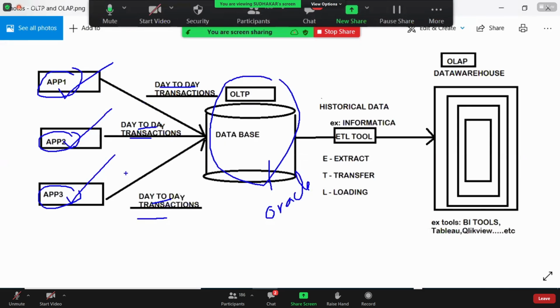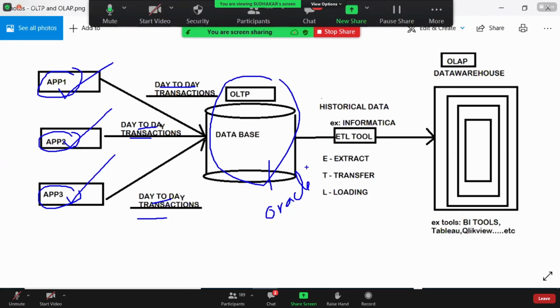So every day-to-day transaction that comes from your applications gets stored under OLTP. For example, we are using Oracle, somebody is using SQL Server, somebody is using MySQL, somebody is using DB2. We have different database software in OLTP, and we use those.